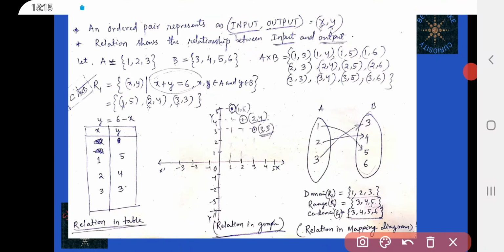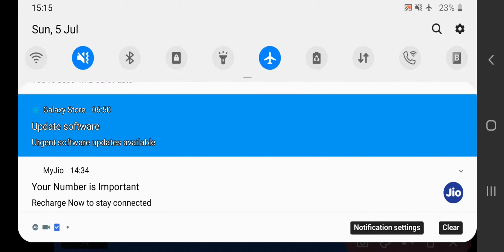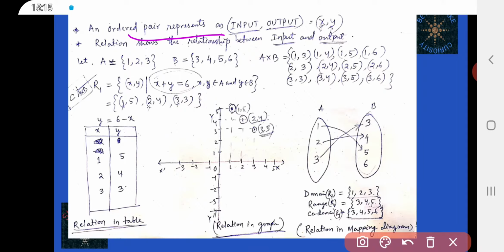See, an ordered pair is represented as (x, y), where x is your input and y is the output. Okay, a relation shows the relationship between input and output.